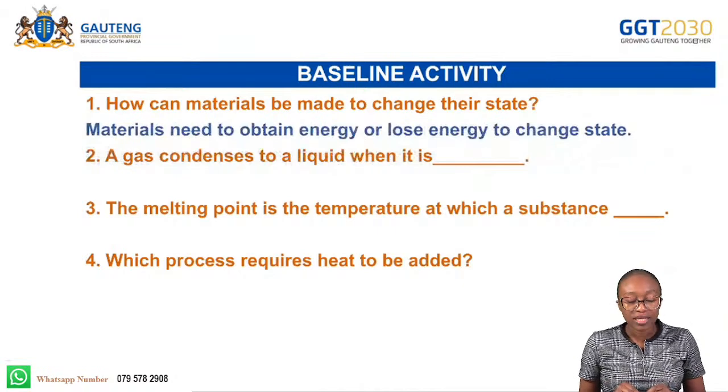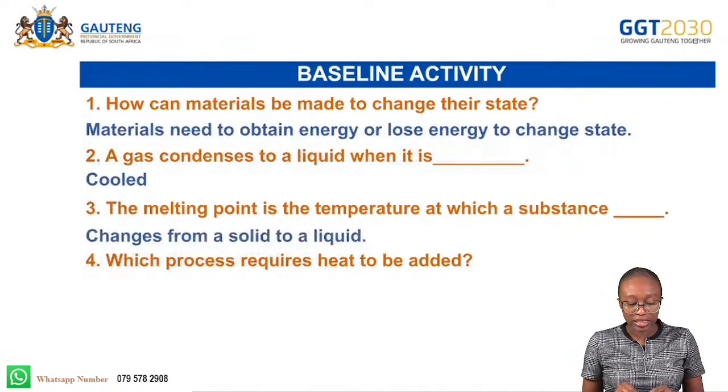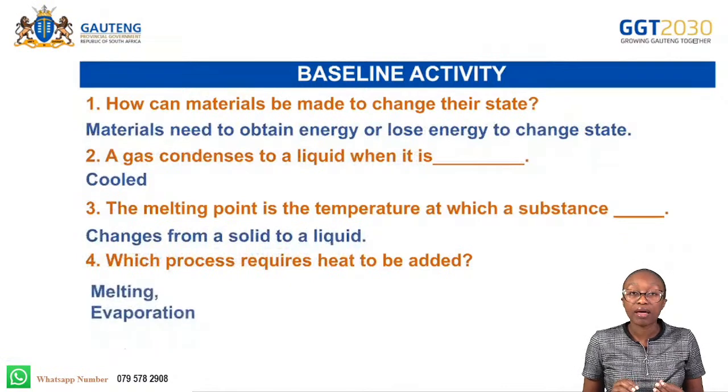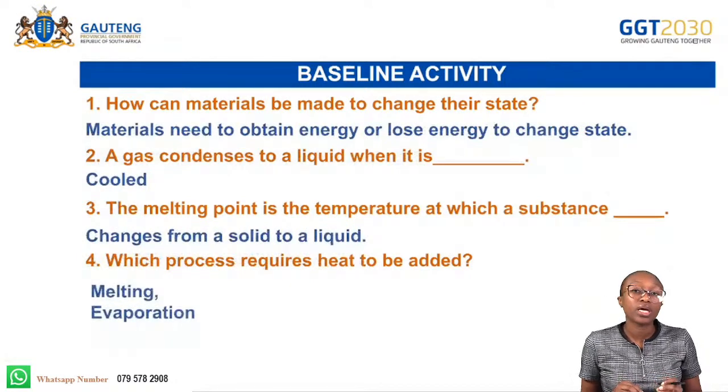Number two, a gas condenses to a liquid when it is blank. So when you cool a gas, it will condense into a liquid. And then the melting point is the temperature at which a substance blank. It is the temperature at which a substance changes from a solid to a liquid. And then which process requires heat to be added? It is either melting or evaporation. You can pick any one of these two answers. Now take 1 minute to quickly copy down the corrections.